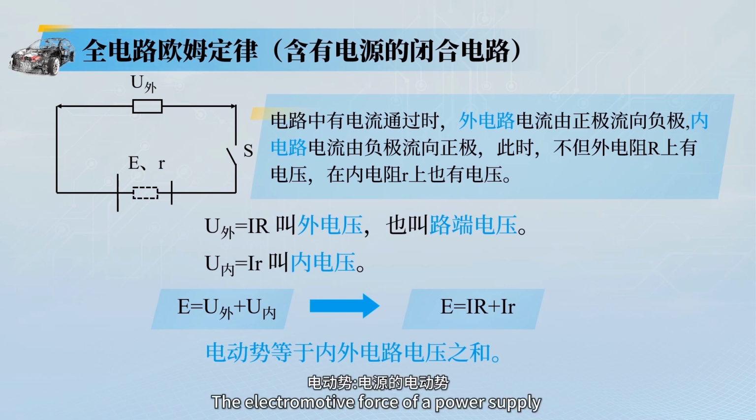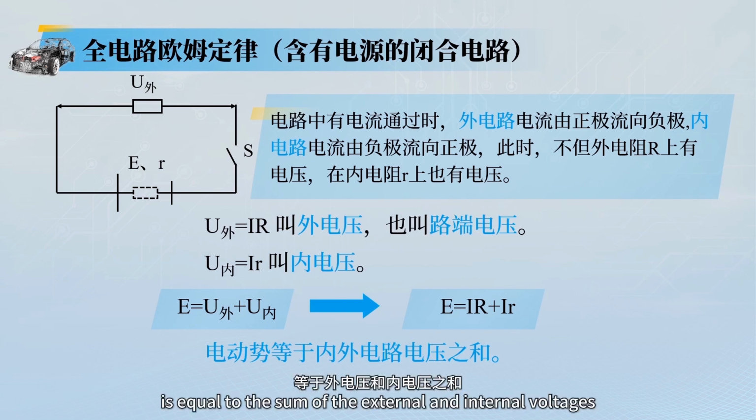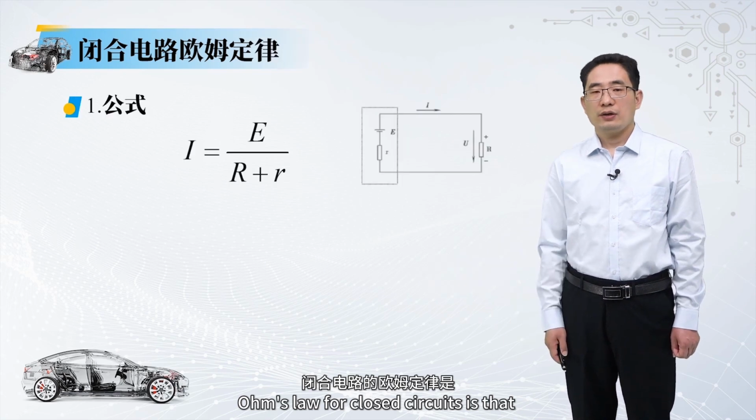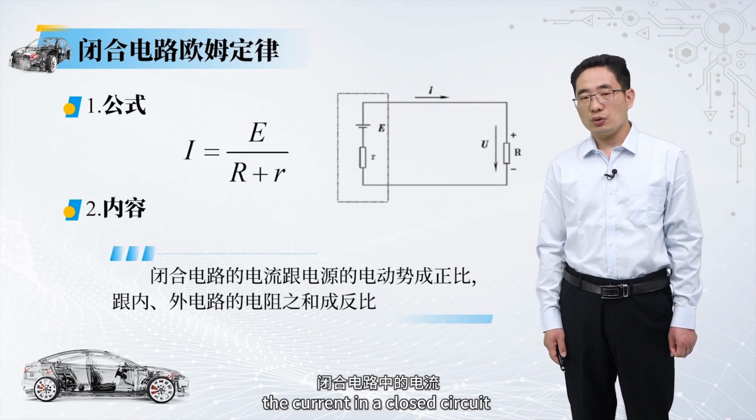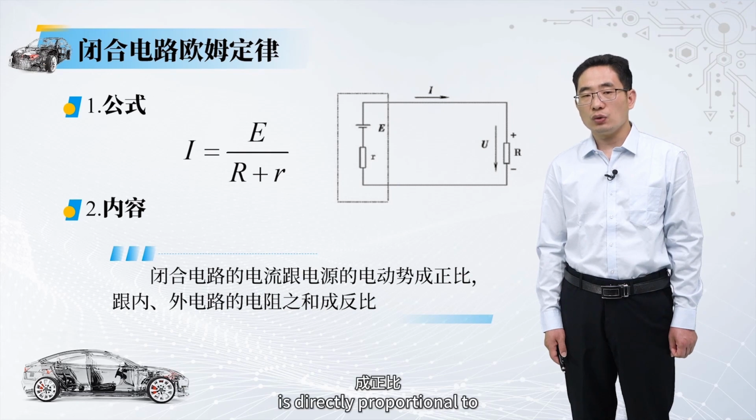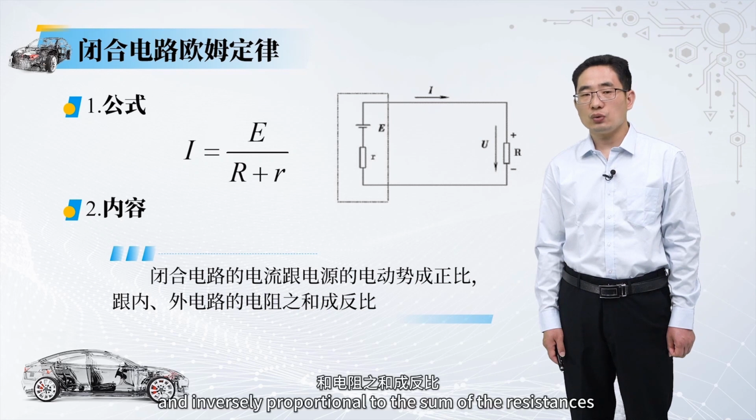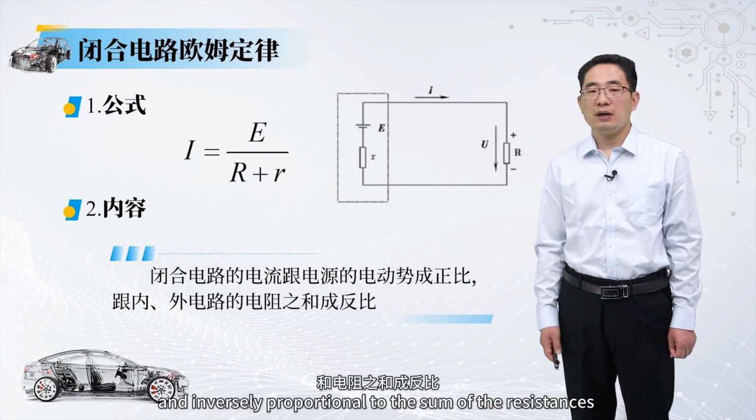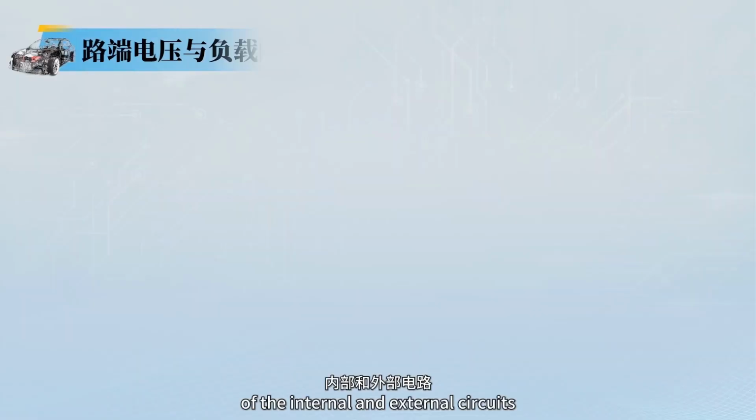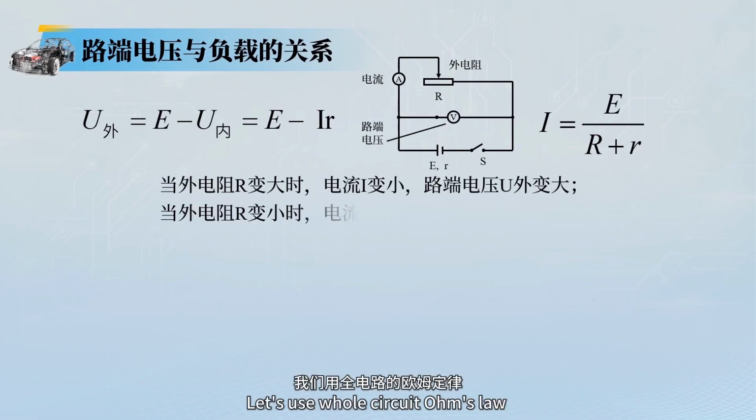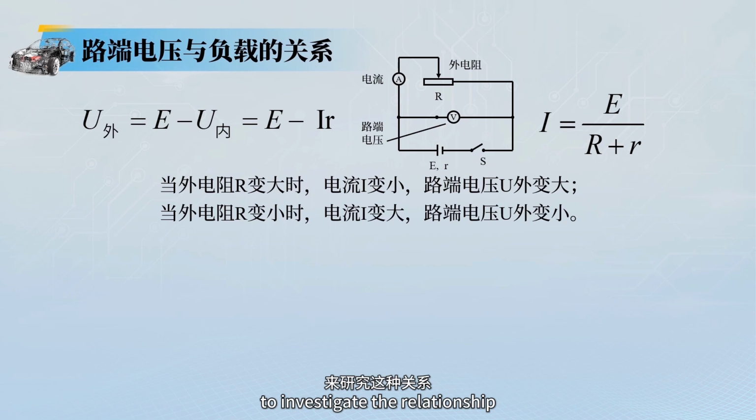The electromotive force of a power supply is equal to the sum of the external and internal voltages. Ohm's law for closed circuits is that the current in a closed circuit is directly proportional to the electromotive force of the power supply, and inversely proportional to the sum of the resistances of the internal and external circuits. Let's use whole circuit Ohm's law to investigate the relationship between the terminal voltage and the load. The terminal voltage is the external voltage.